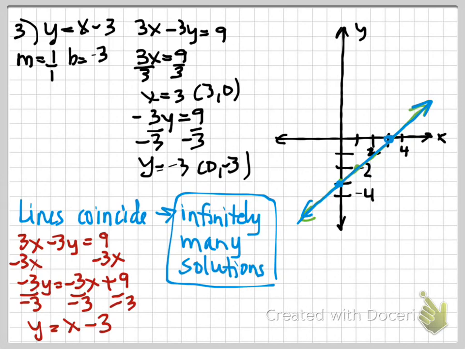So when you compare this equation to the other equation, what do you notice? They are the same. So if you go mathematically and notice you have the same exact equation, then you say lines coincide, infinitely many solutions. Or you can say equations are the same, infinitely many solutions. So there's short ways of getting the answer. All right, let's do one more. We have enough time to get one more in there.